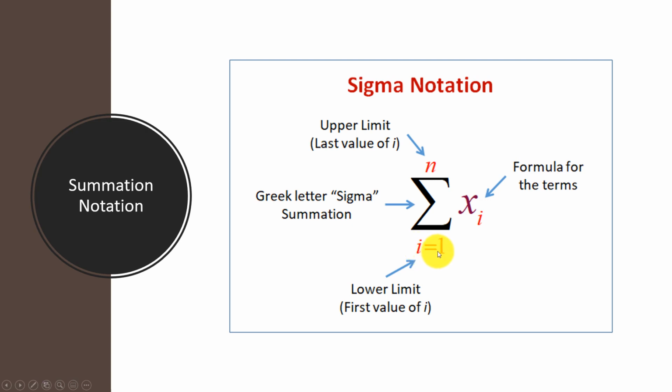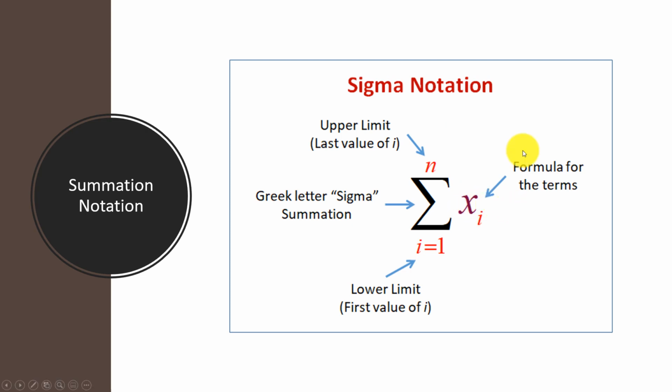We have i equals 1. Sometimes you may see an n, sometimes you may see a k. It's just a counter, and it says, okay, start at 1 and add up all the way to n. And what do you do with that counter? Well, you use whatever operation is going on here. In this case, we have just an x, so this would simply mean the sum starting from 1 to n of the x values.